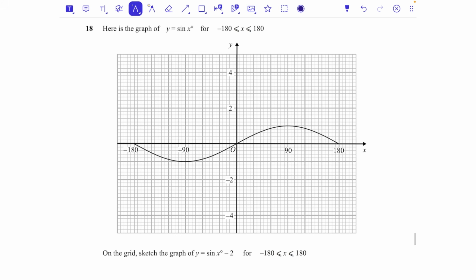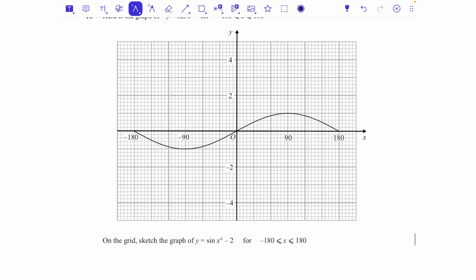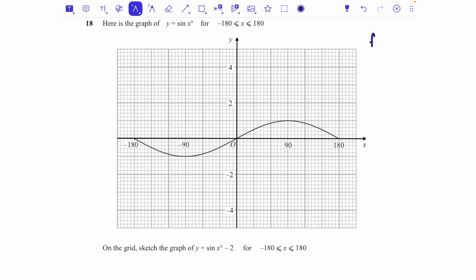Question number 18. Here is the graph of y equals sine x for minus 180 to positive 180. On the grid, sketch the graph of sine x take away 2. So this is transformations of functions. There's a few different things that happen, but for this question, if you have a graph and you add 1, for example, afterwards, that would go up 1. If you have any function and you take away 1, it would go down 1. Here, we've got the exact same graph, but then we're taking away 2 afterwards, and so this is going to move it down 2.